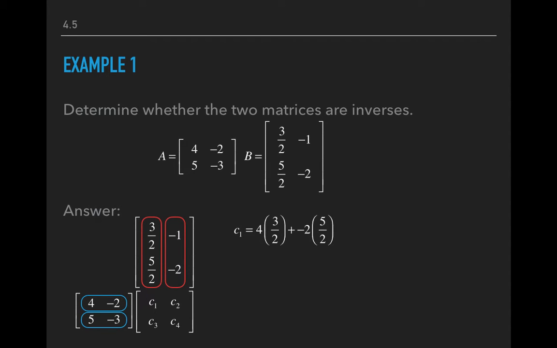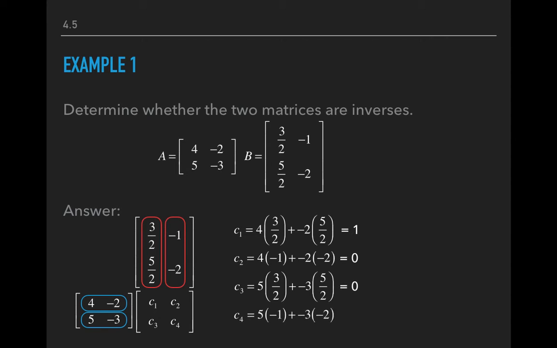So let's get started. For C1, it'd be 4 times 3 halves plus -2 times 5 halves, which gives you -1. Now moving over, if you're trying to find C2, it'd be 4 times -1 and -2 times -2, which gives you, well, that would be -4 plus 4, giving you 0. Then C3, that's going to be 5. Now I'm working in my second column, first row. That would be 5 times 3 halves and negative 3 times 5 halves. And that gives us 0.